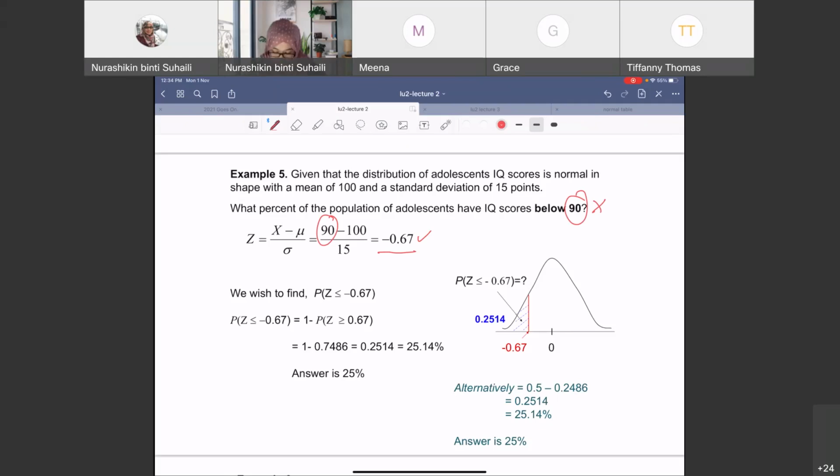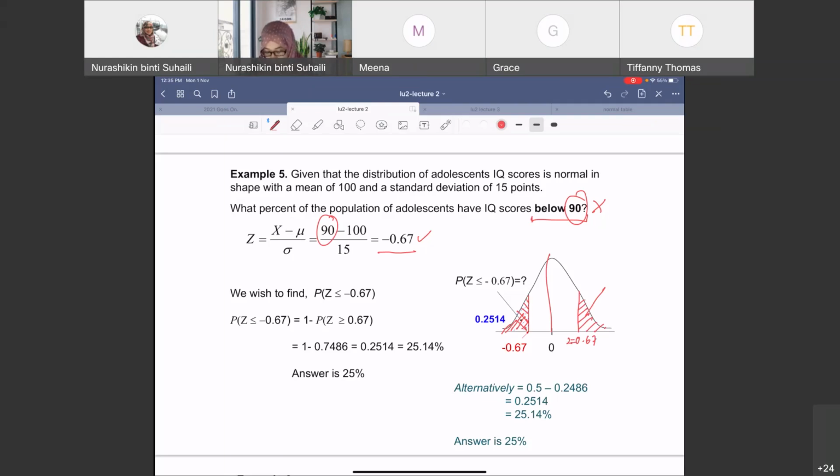So when you sketch it, because below 90 means below minus 0.67, it's from before that until it reaches minus 0.67. So this is the area that you are looking for. So how to find this area? This one is the negative axis again. So it is actually equal to this side when Z equal to 0.67. So basically you have to find this area because it's the same. Okay, so how to find this?